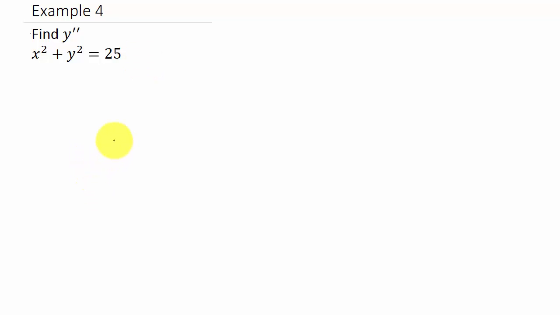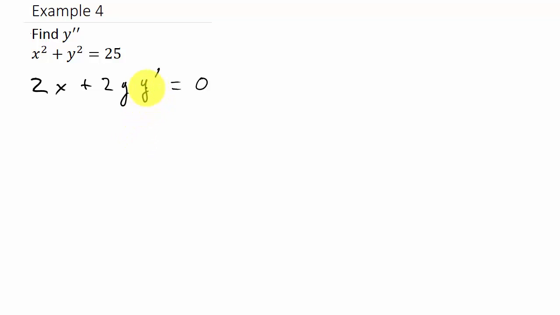Alright, so let's get started. The first thing we have to do is take the first derivative. So we do implicit differentiation: the derivative of x squared is 2x plus, and when we take the derivative of y squared, it's just like x squared. You bring the 2 down, subtract 1, so that gives us 2y, but then you have to multiply by y prime. And that equals, the derivative of 25 is 0.